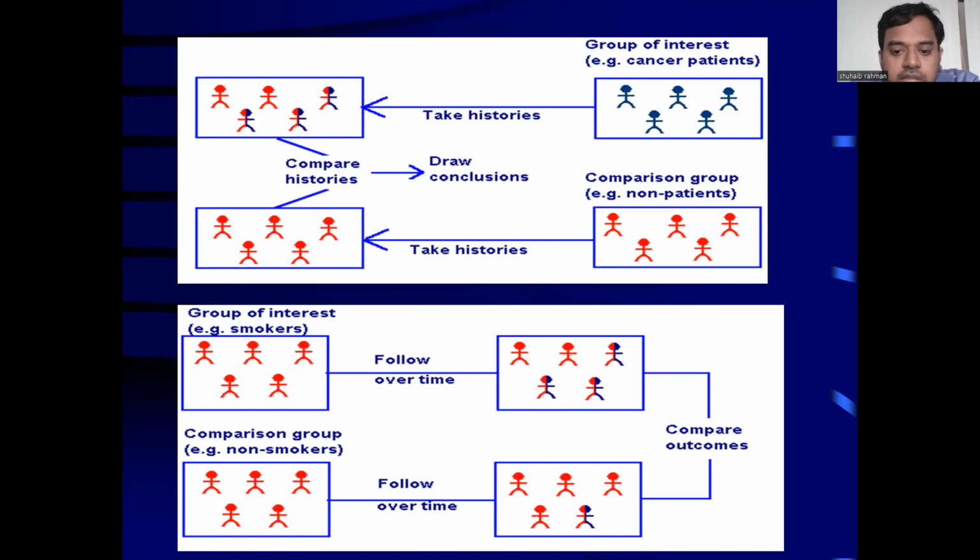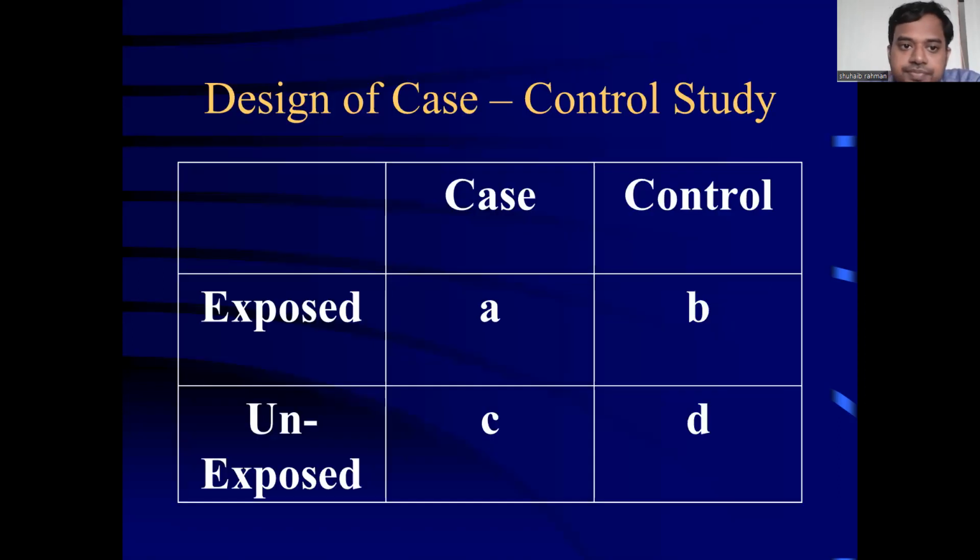The bottom part of the slide shows your cohort studies. Here, starting from left to right, the group of interest: there will be smokers, the exposed people, and those who are non-exposed, non-smokers. Then we will follow them over time, collect the data from them, and then compare the results for your inference.